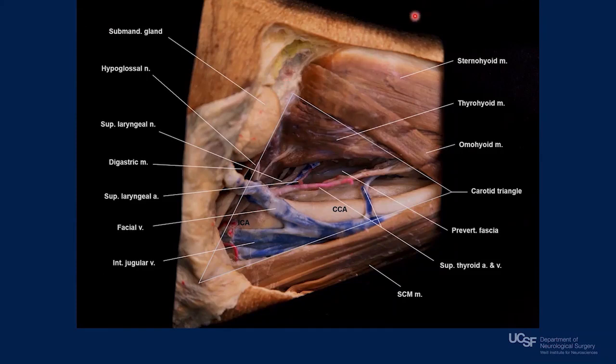And what we're seeing here, this is medial, this is lateral. So this is a view of the upper subaxial region. We're seeing the submandibular gland superiorly. This is going to be the ramus of the mandible. And we see the infrahyoid muscles from medial to lateral, the sternohyoid and the thyrohyoid muscle.